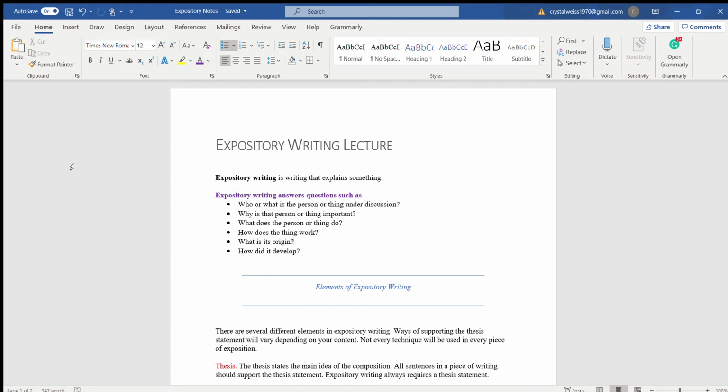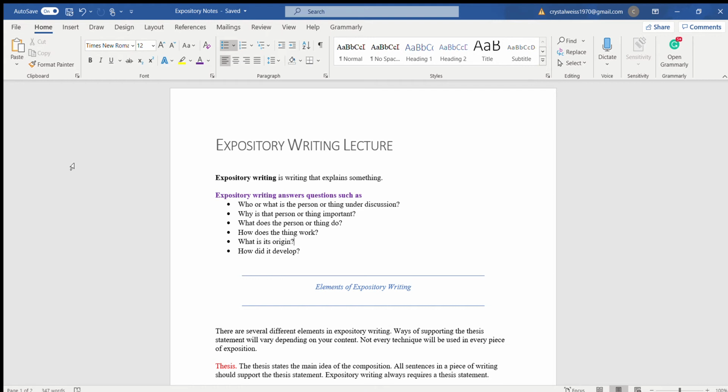Expository writing answers questions such as, who or what is the person or thing under discussion? Why is that person or thing important? What does the person or thing do? How does the thing work? What is its origin? How does it develop?